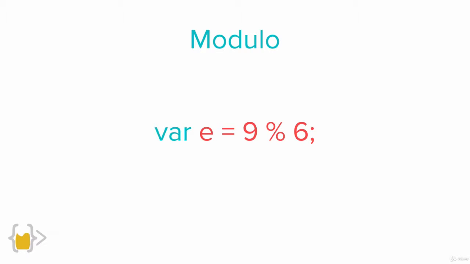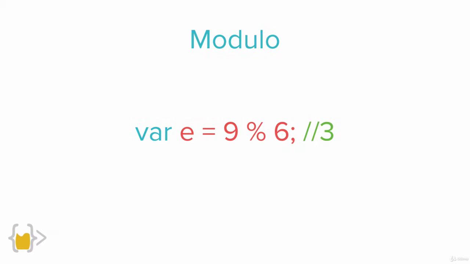a percentage sign. It looks almost like we're trying to divide 9 by 6 if you just try to imagine the similarity with the division symbol. But it's actually going to give you the remainder of the division. So 9 divided by 6, so 6 goes into 9 only one time. And you get a remainder of 3, which is going to be the outcome of this expression.